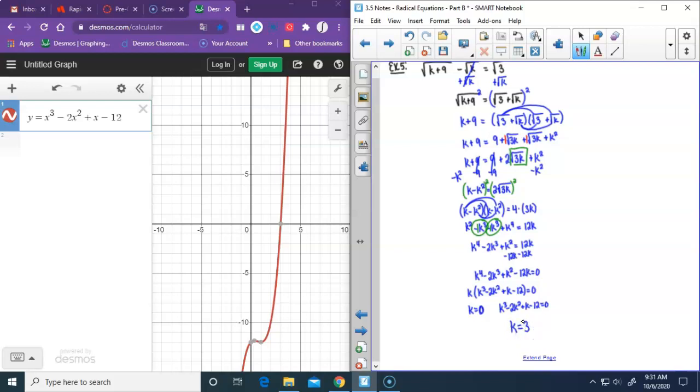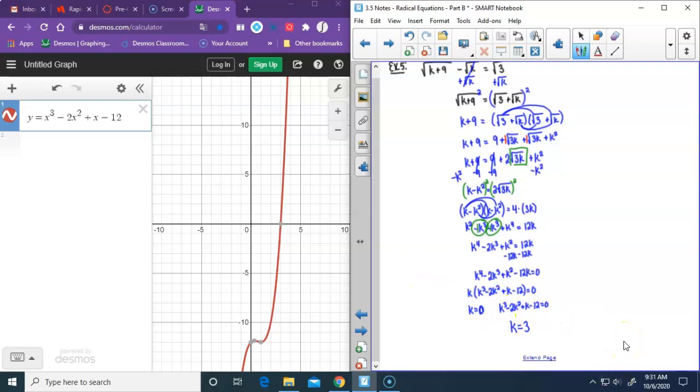So again, I don't think you're going to have many problems where this happens, but if you get something where you have a k to the third power, or fourth power, fifth power, sixth power, go to Desmos, type the equation in like it is a function, y equals, and then put the equation, and then see where your x-intercept is at. That is where your equation will equal 0.